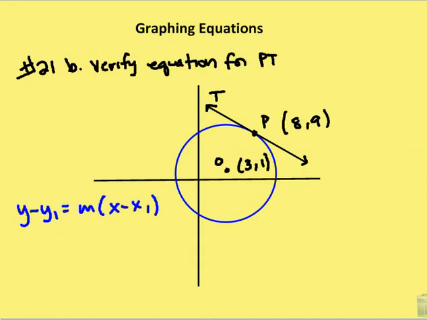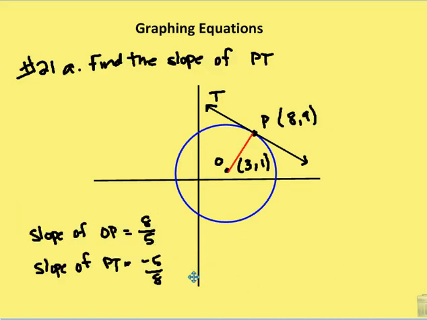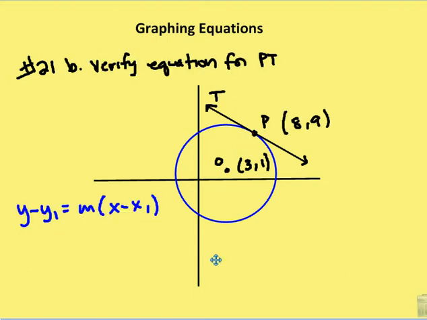In the next problem, we're asked to verify the equation for PT. So we have the slope for PT. We just decided that it was negative 5/8. Now we have a point for P. We can use the point slope formula to figure out the equation for the line. So the point slope formula, y minus y1 is equal to m times x minus x1. All we need to do is fill in the values and rewrite in terms of y.